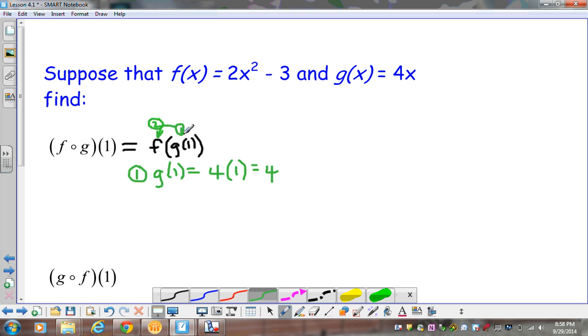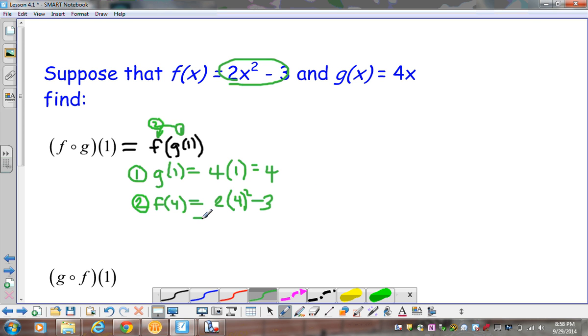The second piece of that is to take 4, which I just got, and plug it into f of x. So step 2, again, forgive my handwriting, is I'm going to take 4 and plug that into f of x. So f of 4 means 4 is my x value, 4 is my input value. I'm going to plug that right into my f of x function. So it's going to be 2 times 4 squared minus 3.